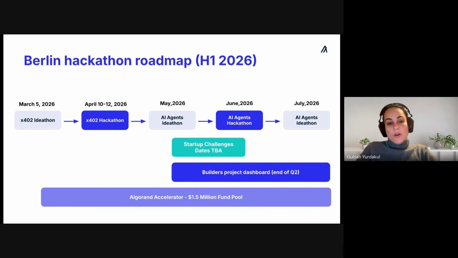We will also be opening our accelerator program again soon. This year, the Algorand Foundation is going to put a 1.5 million fund pool behind startups, for projects that are on mainnet and getting traction, so a little bit more matured, to help them bring their projects live and continue building. So I think that's from my side. If you have any questions about the community and all these events, you can reach out to me or Misha.